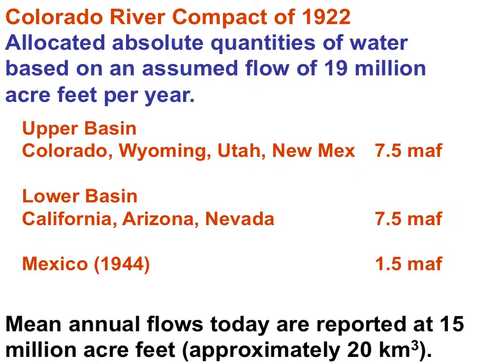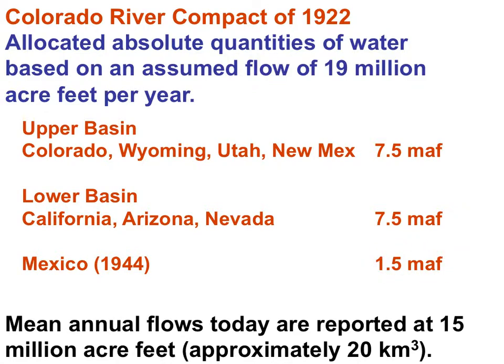In 1922, the Colorado River Compact, a legal agreement, allocated absolute quantities of water to 7 U.S. states and Mexico based on an assumed flow of 19 million acre-feet per year. The upper basin got 7.5 million acre-feet. The lower basin got 7.5 million acre-feet, and Mexico was legally deeded 1.5 million acre-feet.